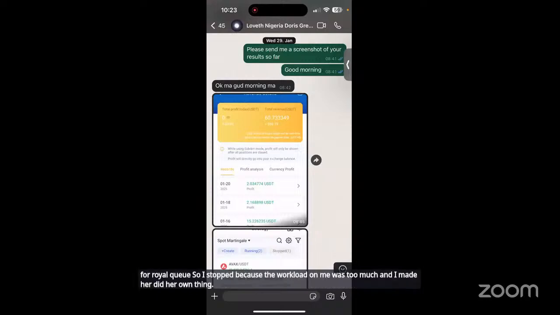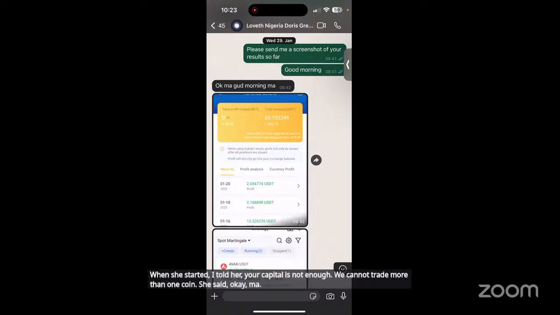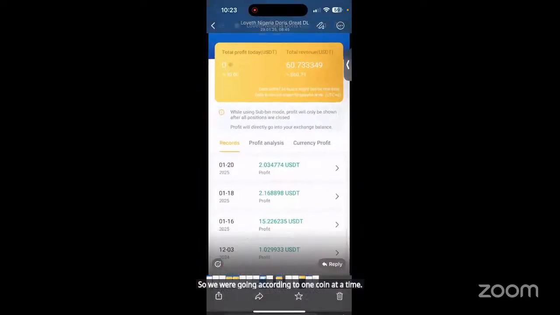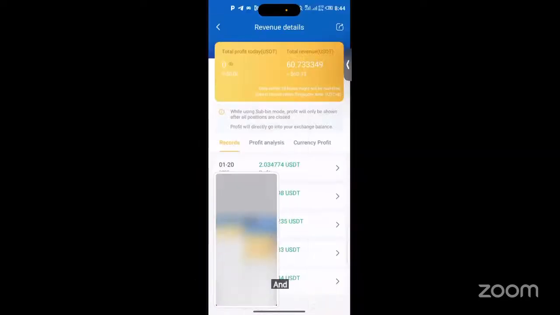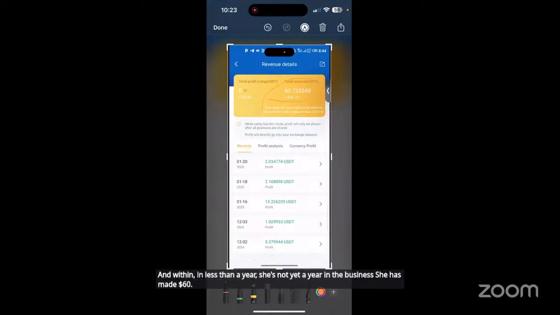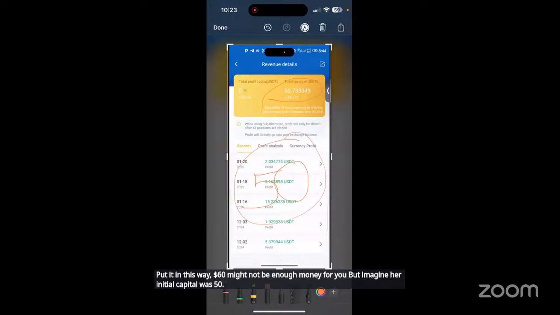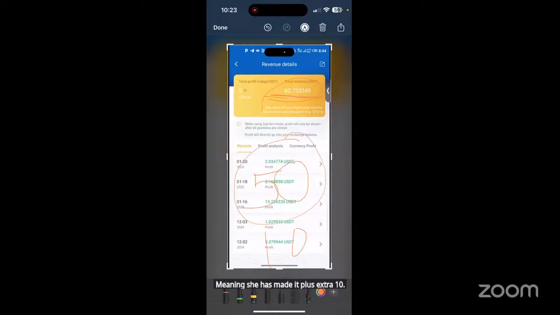When she started, I told her, your capital is not enough. We cannot trade more than one coin. She said, okay, ma. So we went one coin at a time. And in less than a year, she's not yet a year in the business, she has made $60. Put it this way, $60 might not be enough money for you. But imagine her initial capital was 50, meaning she has made it back plus an extra 10. In percentage terms, she has made 110%. I feel that is okay, right? Because she has made back her capital.